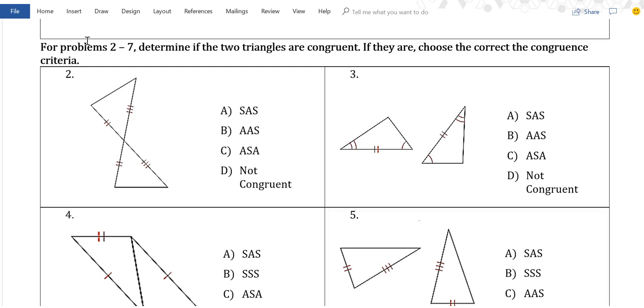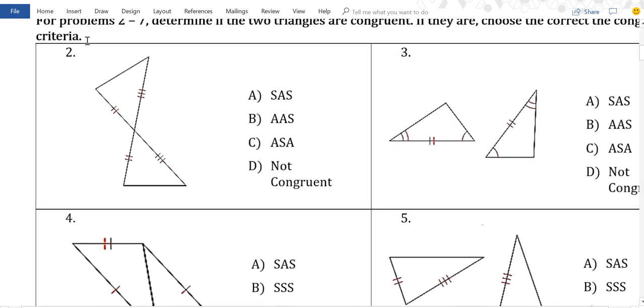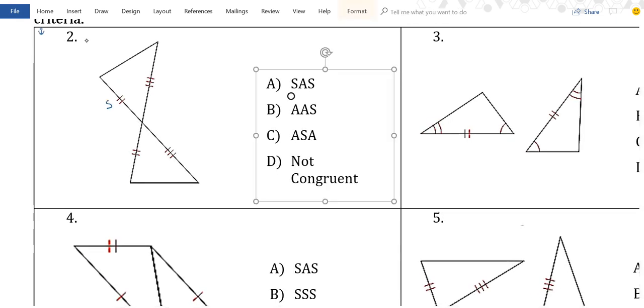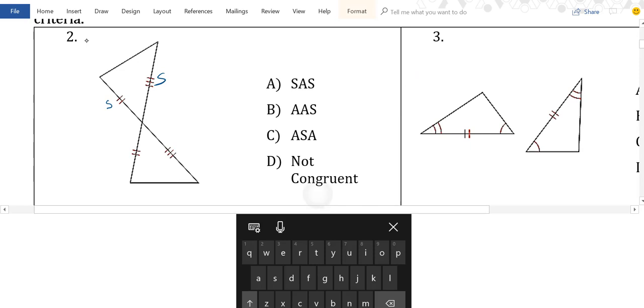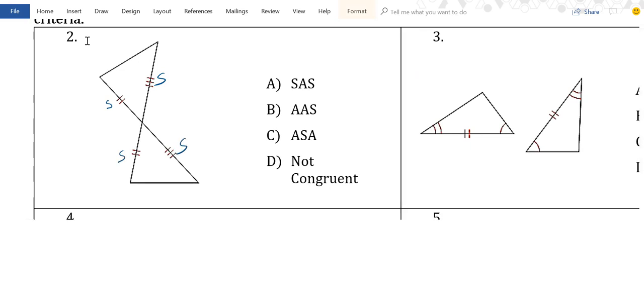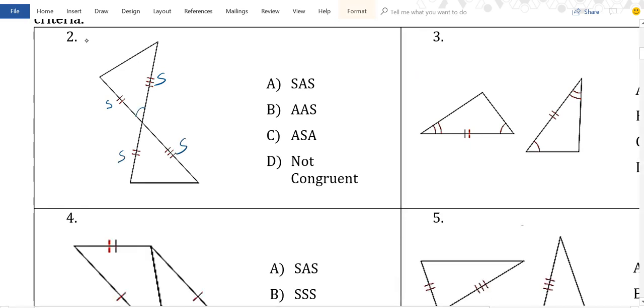Looking at question 2 here, we have some sides, right? I have a side here, a side there, same thing down here. And if we look, we have that nice pair of vertical angles. So if we do our check here, we see we have side, angle, side.